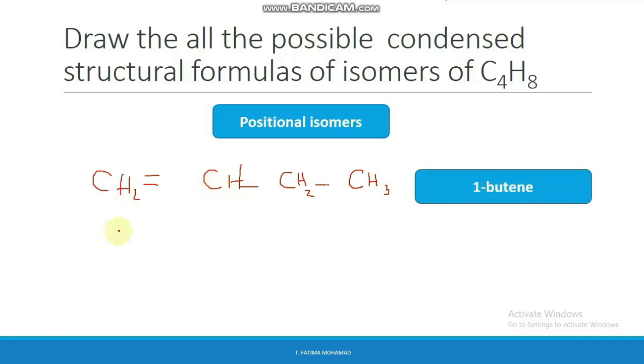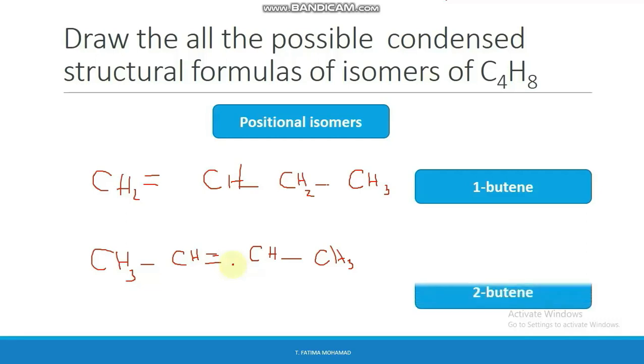The second one, in the positional, we just change the position of the double bond. So instead of putting it between 1 and 2, we put it between 2 and 3. So let me first write this, this is the double bond. So let's complete it by the number of hydrogens. CH3, here it needs 1, and CH3. So it's between carbon 2 and 3, so it's 2-butene.